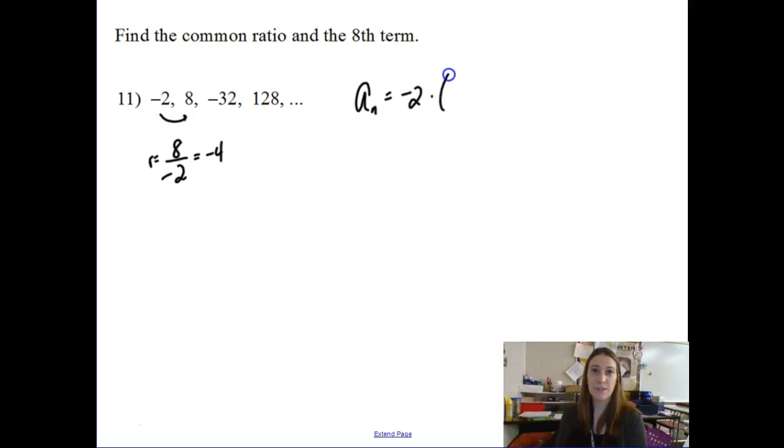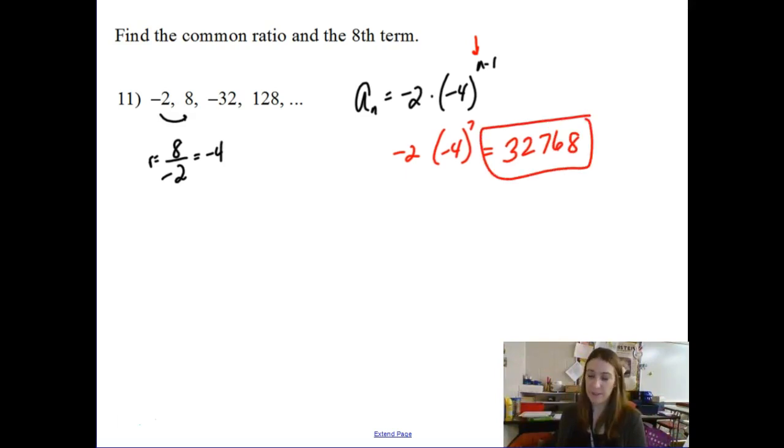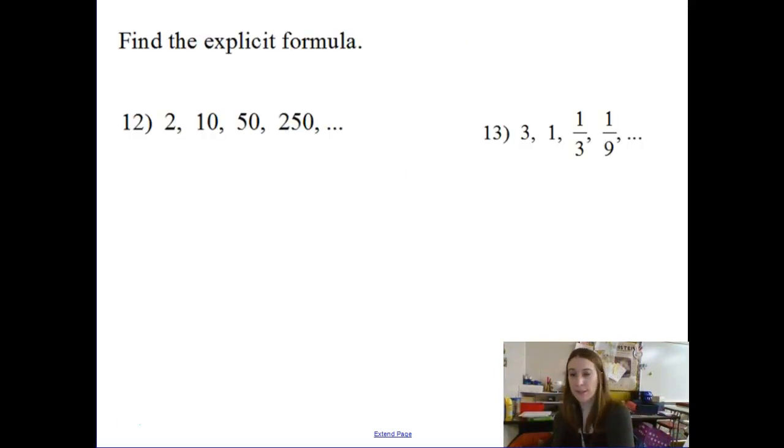Our common ratio is negative 4 to the n minus 1 power. So if I want the 8th term, I'm going to plug in an 8 right there. So I'm going to type negative 2 times negative 4 to the 8 minus 1, or the 7th power. When I typed that on my calculator, I got 32768.